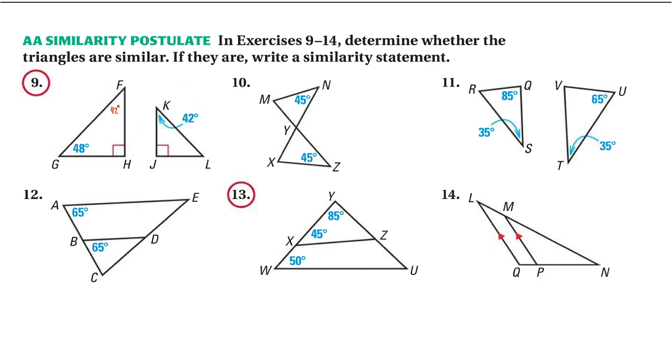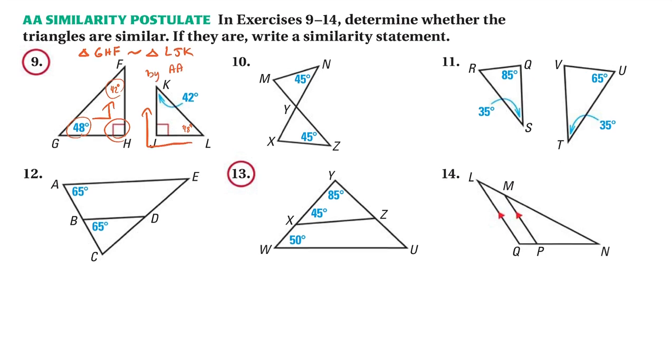So a similarity statement is simply saying triangle, and I can make up any order in the first one. So let's say GHF. And then that's similar to, now order matters. So I'm going 48, right angle, 42. This one's the 48, to the right, and then to the 42. So it has to be LJK matching. Yes, they're similar by AA.